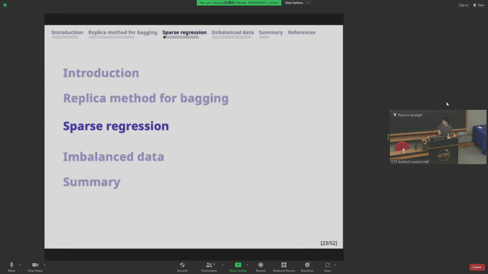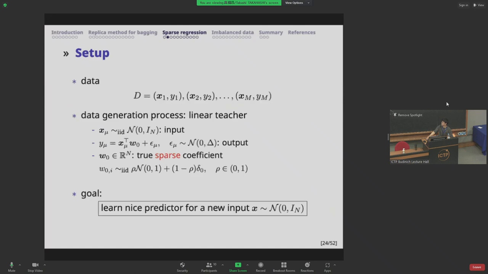Okay, so let's move on to the applications if there are no more questions. The first problem is the sparse regression.